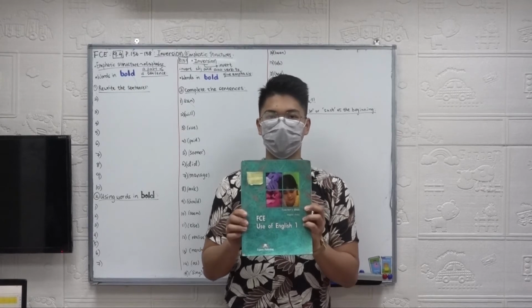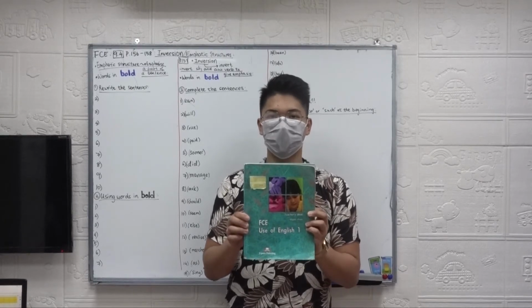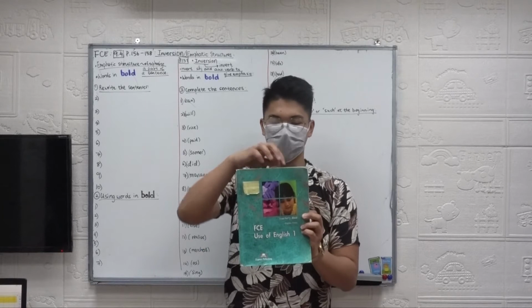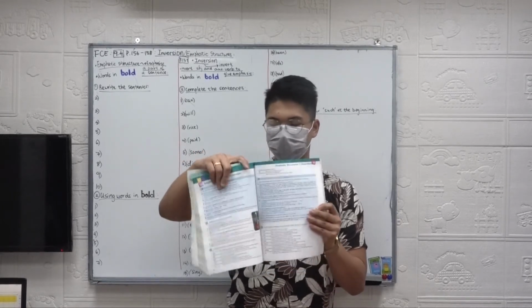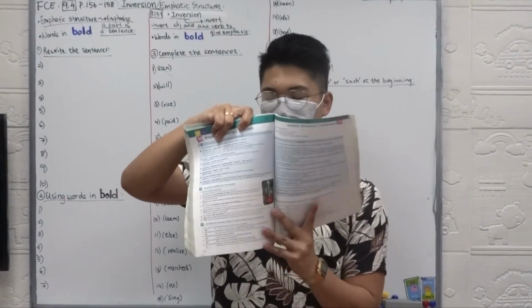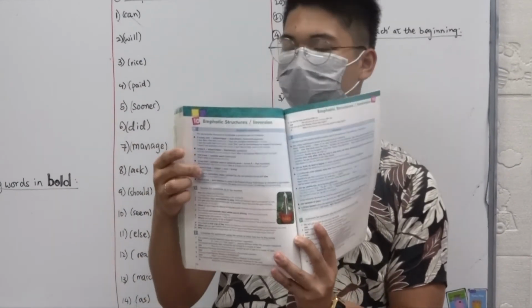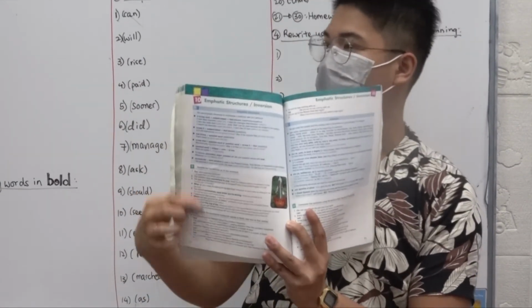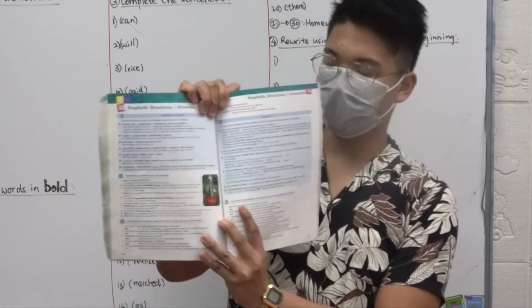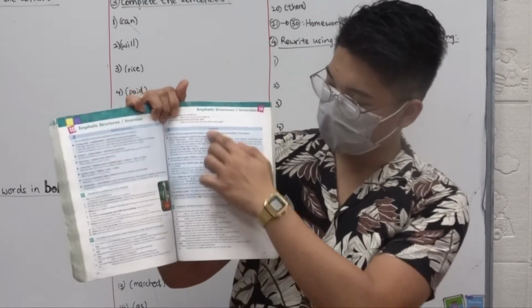Today we are going to do a new chapter. It's called Inversion and Emphatic Structures. So we will start first with page 156. Alright, so this is the introduction page, right? We have the tables on top and then the exercise. And then we will continue on to do some more reading over here, right?